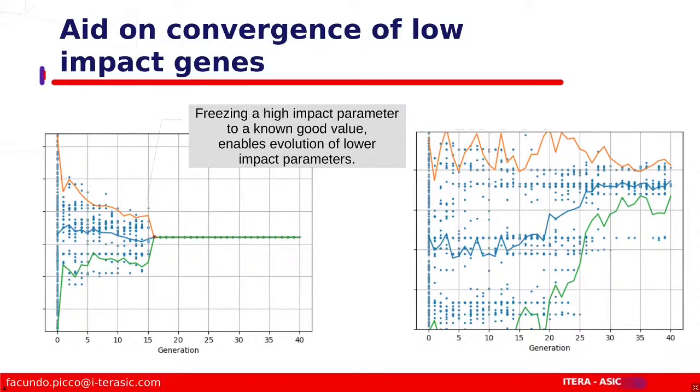But one of the things that can be done is that after the system has refined this parameter, you can allow the high impact parameter to move again and see if it drifts somewhere else. So selectively, you can start freezing some parameters while allowing some other parameters to evolve, and continue that way.